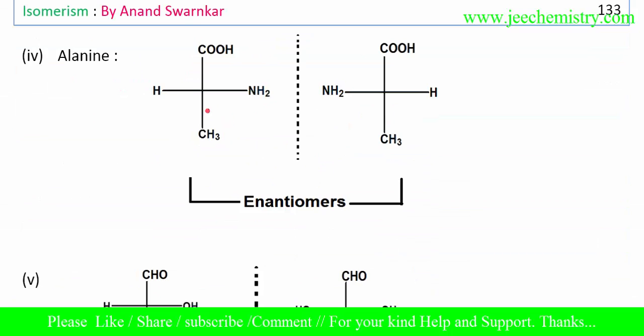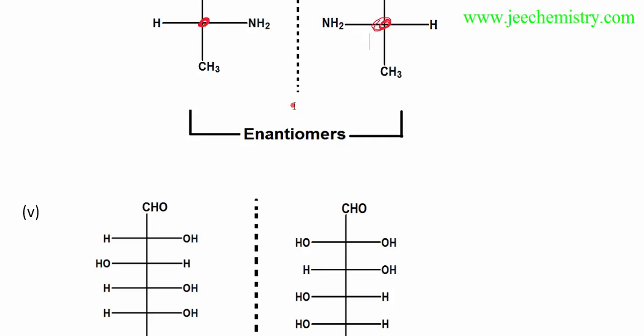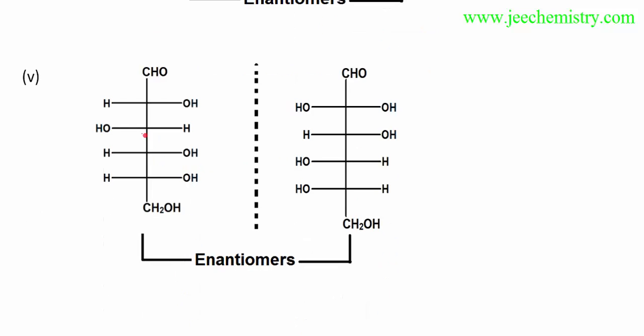Now this compound is alanine, and this compound also has a mirror image. This compound's mirror image is this compound, so both are enantiomers of each other. We can also cross-check with this chiral center. If both have opposite absolute configurations, then they will be enantiomers of each other. Now this compound also doesn't have a plane of symmetry or center of symmetry, so the mirror image of this compound will be its enantiomer. So these two are an enantiomeric pair.